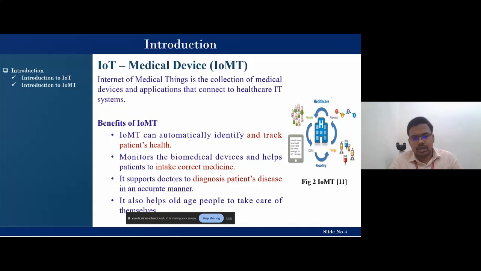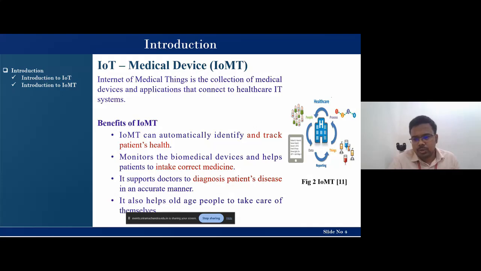So what is IoMT and what are the benefits of IoMT? What can we do with it? Using IoMT, you can track the drug usage of the patient. The doctor can monitor the health condition of the patient from a remote location. The continuous support of these IoMT data connections helps doctors diagnose the patient's disease in an earlier and more accurate manner. Ambient assisted living is one kind of service available in IoMT that helps old age people take care of themselves.